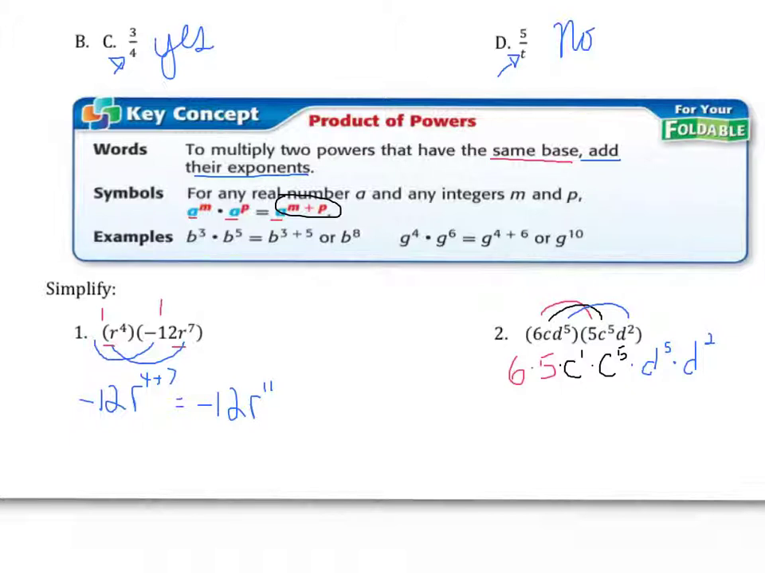So for our first, 6 times 5 is going to give us 30. C to the first times C to the fifth, we're going to add the exponents. 5 plus 1 gives us C to the sixth. D to the fifth times D to the second is going to be 5 plus 2, which gives us D to the seventh. Okay, and that will be the most simplified we can make this equation.